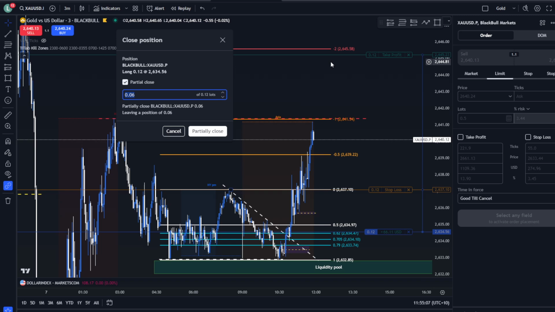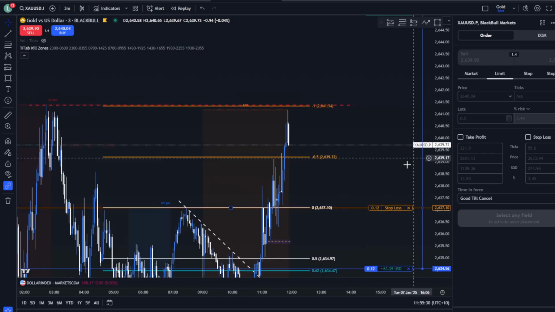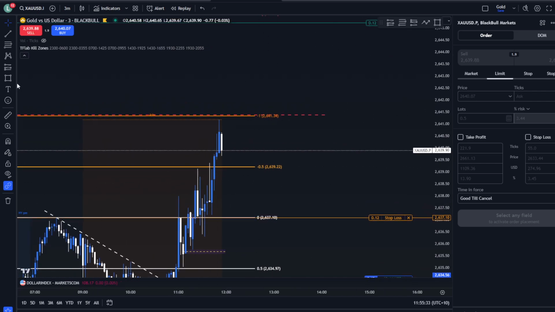So we haven't quite hit it yet. I was thinking that we were going to touch into it on the last candle. We've got this fair value gap here. Let's close that. See this fair value gap here? I think this is just a very small one, but this could be an area for price to bounce into.